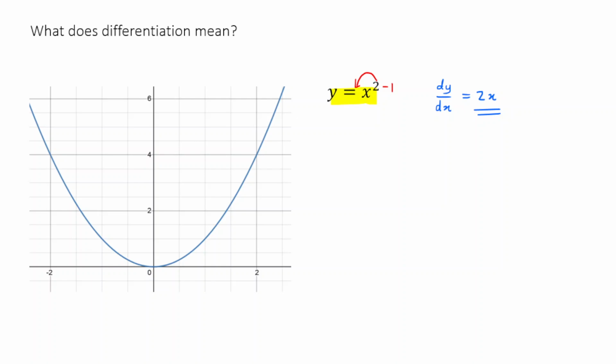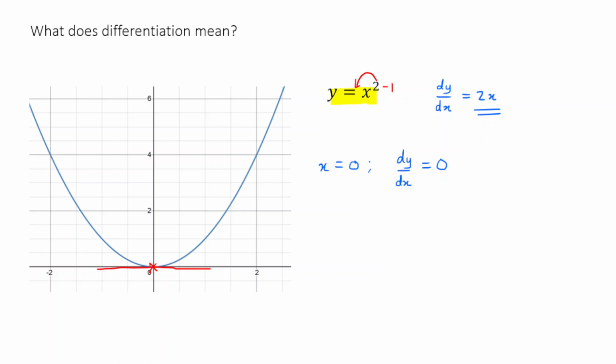So let's have a quick think about that. Let's think about when x is equal to 0. So when x is equal to 0, what is dy dx equal to? Well, dy dx will be equal to 2 times 0, which is 0. And that's what we see when x is 0, which is here. The gradient, if I can draw it, is 0. It's a perfectly flat line.